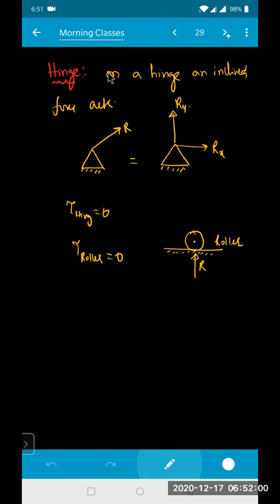And also, I told you one more thing: the hinge. If any force is acting on the hinge and it is passing through the axis, then the torque due to the hinge will be zero, and the torque due to a roller will also be zero. If the hinge reaction is making an angle theta, you just resolve it into the x-axis and y-axis, like Rx and Ry, and simplify for the given condition.